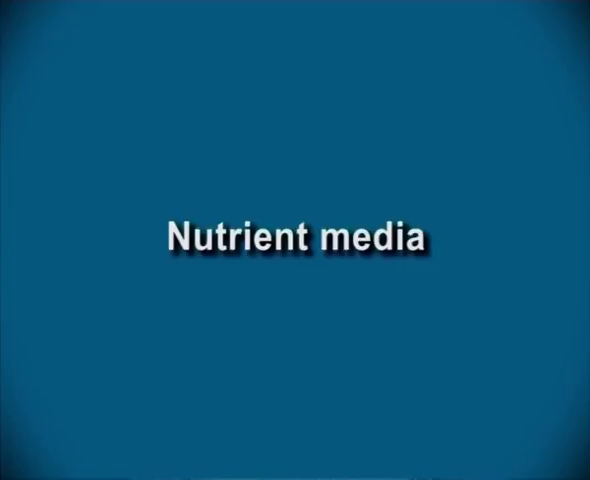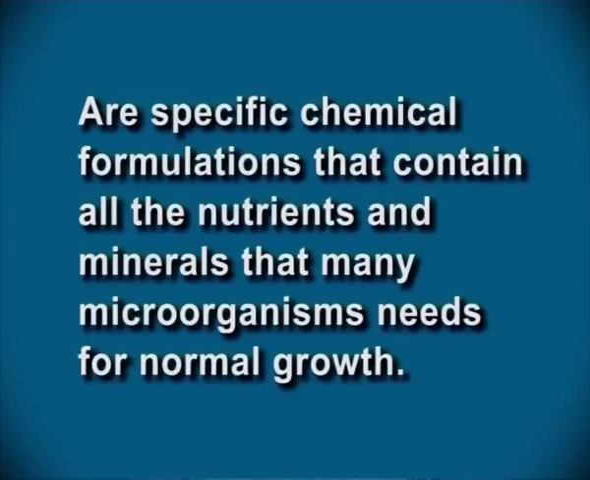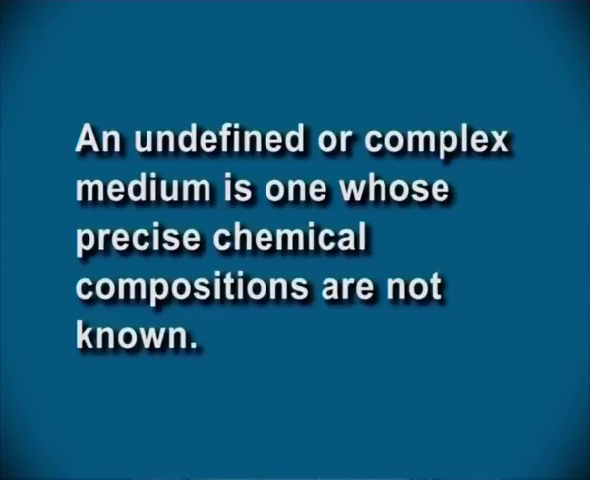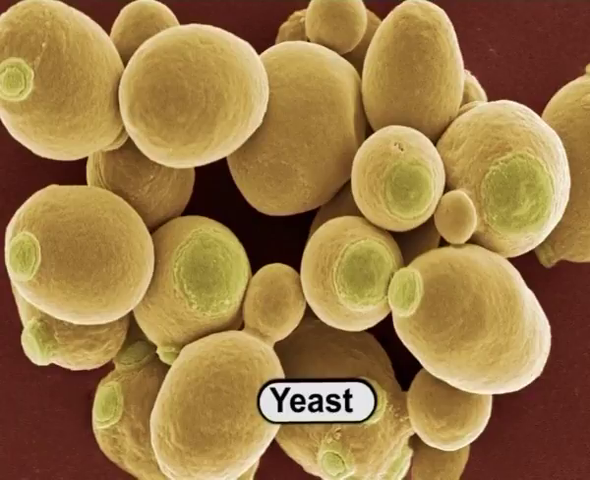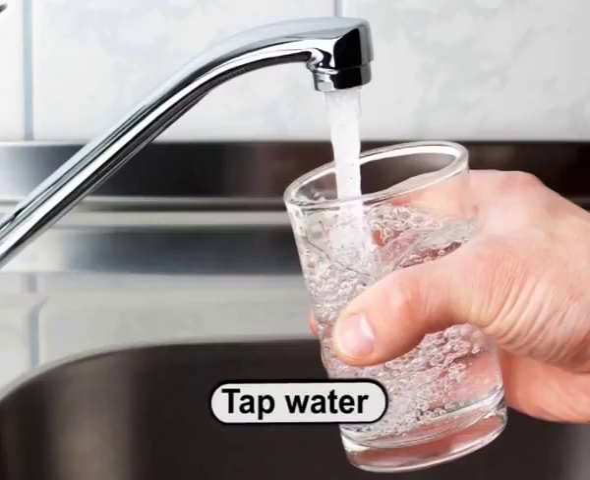Media are classified based on the nutrient as follows. Nutrient media. Nutrient media are specific chemical formulations that contain all the nutrients and minerals that many microorganisms need for normal growth. Defined medium. A defined medium is one whose precise chemical composition is known. Undefined medium. An undefined or complex medium is one whose precise chemical composition is not known. An undefined or complex medium may have a variable composition due to the inclusion of a component such as blood, yeast, meat extract or tap water.